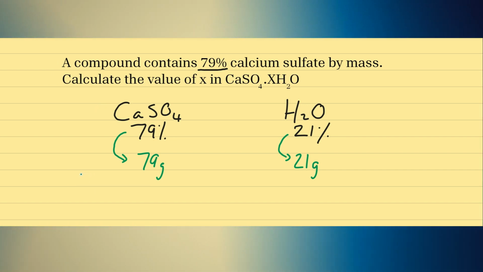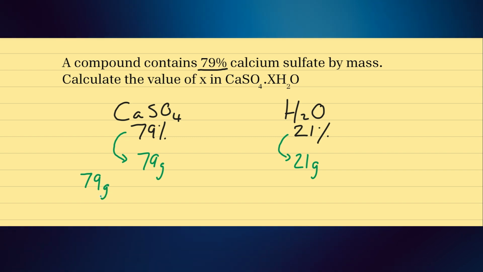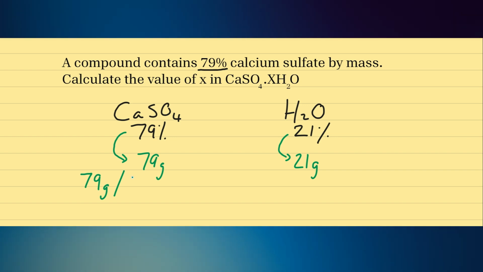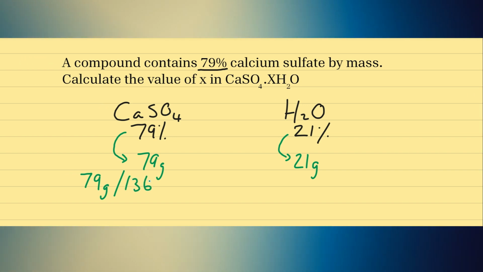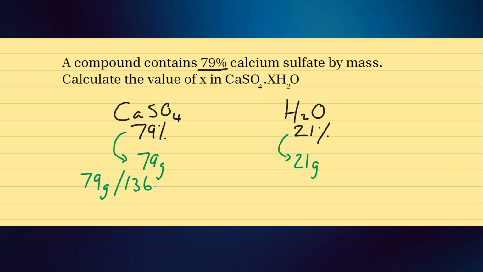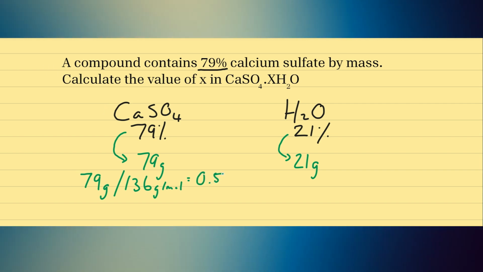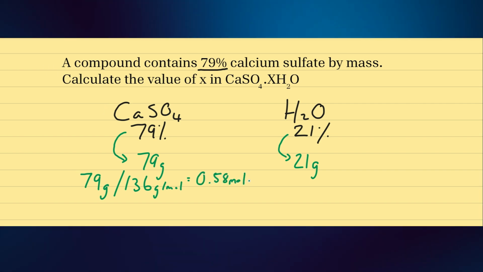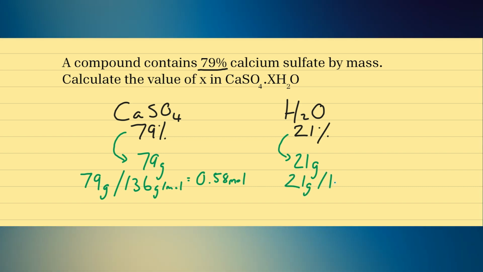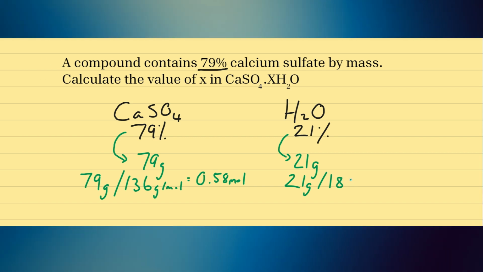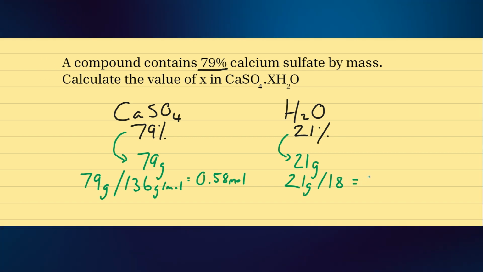So to work out the number of moles, I could do 79 grams divided by the molar mass of calcium sulfate, which is 136. That can be worked out from the periodic table, from the atomic masses. 136 grams per mole. And if I tap that into a calculator, it gives me 0.58 moles. I'll do the same for water. I'll do my 21 grams divided by the molar mass of water, which again is 18, calculated from the periodic table. And 21 divided by 18 gives me 1.17.